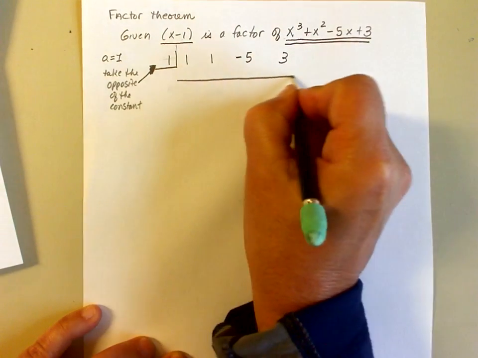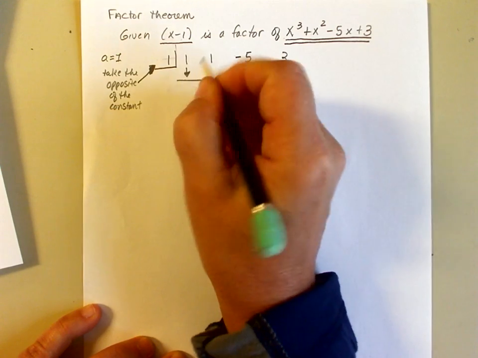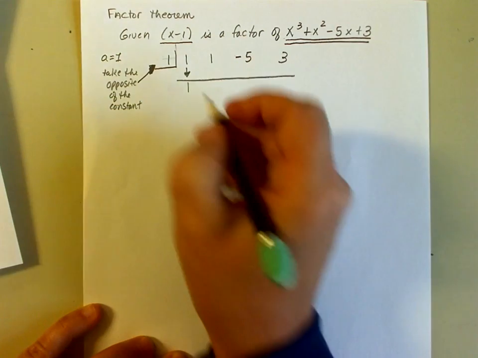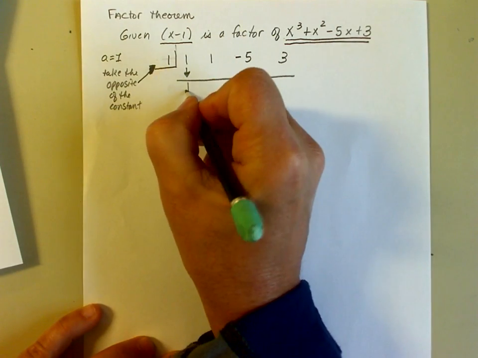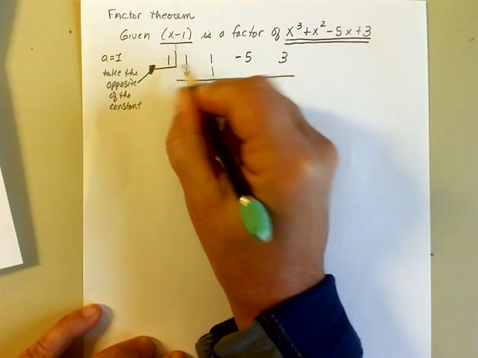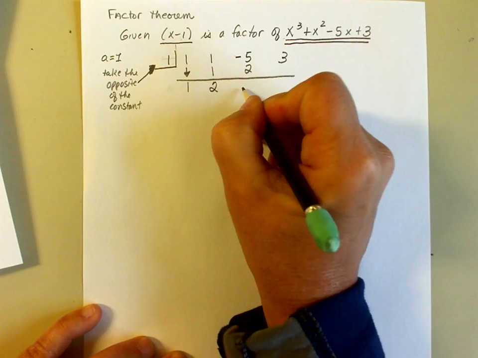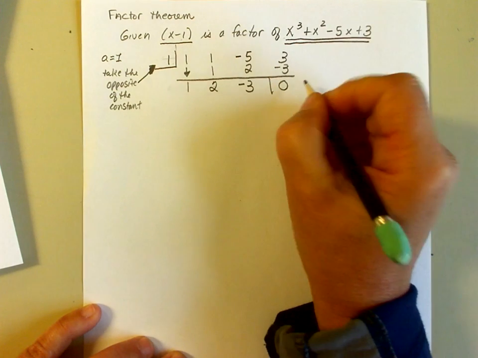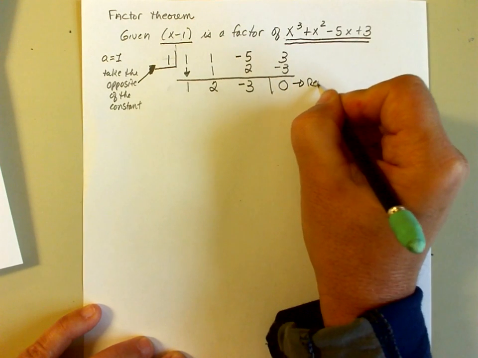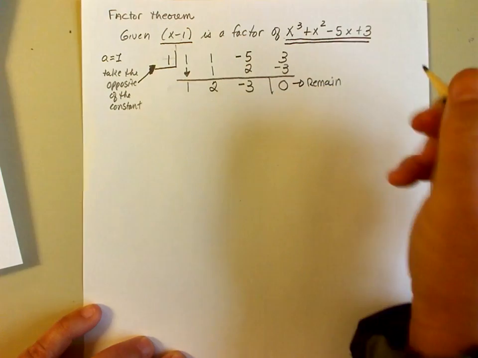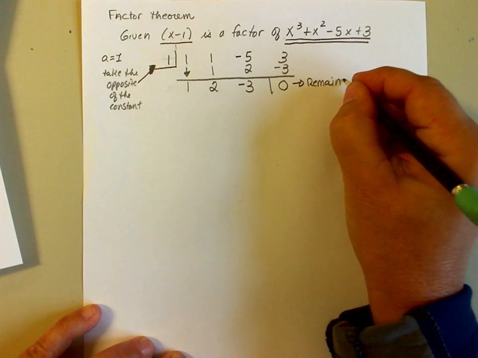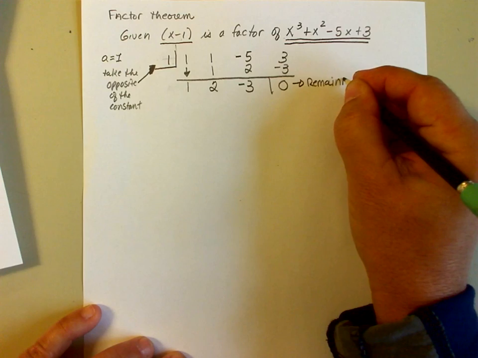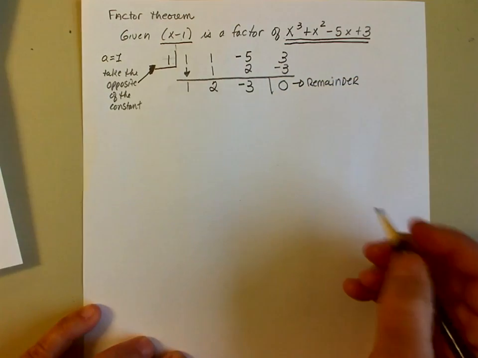In synthetic division, as we've learned previously, we're going to add down and multiply 1 times 1, add down, multiply, add down, and multiply. We see that we get a remainder of 0, which should happen since we know that 1 is a 0 of the polynomial.